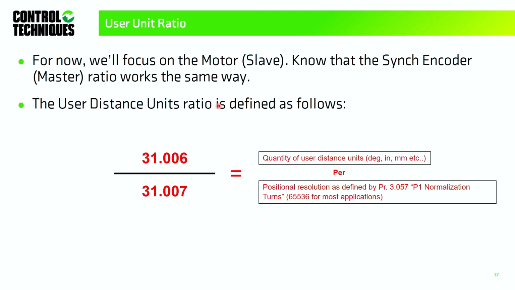So the distance unit ratio is defined as this. Menu 31, parameter 6, is the quantity of user distance units. Degrees, inches, millimeters, furlongs, whatever you're doing. Just a quantity of distance units per 3107, which is the positional resolution that you defined with P1 normalization turns. So unless you've changed it to a higher resolution, it's going to be fixed at 65,536. So it's the quantity of user distance units per 65,536 counts.